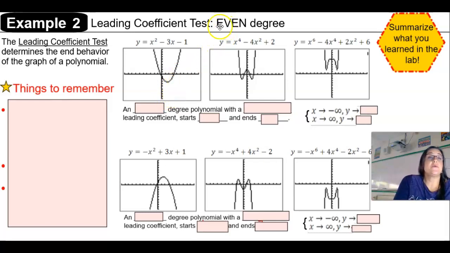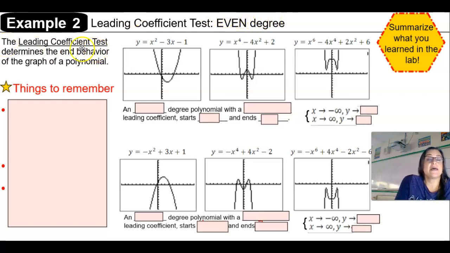Hey, welcome back to our videos for examples 2 and 3 in the describing polynomials notes. In examples 2 and 3, we're just going to be summarizing what you already learned in the Schoology Math Lab for the leading coefficient test. In example 2, we're looking at polynomials that have an even degree, and in example 3, we'll be summarizing the leading coefficient test for polynomials with an odd degree.